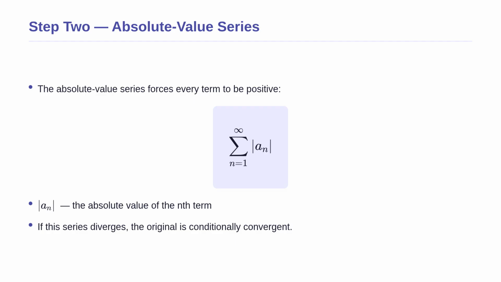Having passed step 1, we move to step 2, which involves analyzing the absolute value series. Here is the formula for it. We take the sum from n equals 1 to infinity of the absolute value of a sub n. By taking the absolute value, every single term is forced to be positive. We then evaluate this new positive term series using tests like the p-test. If we find that it diverges to infinity while our original alternating series converged, we have definitively proven that the original series is conditionally convergent.